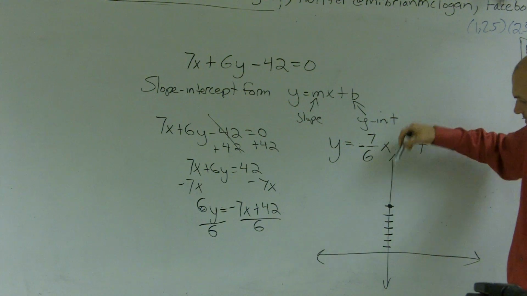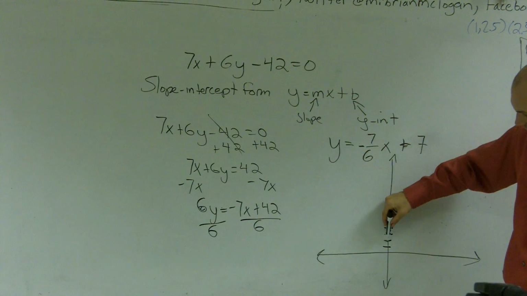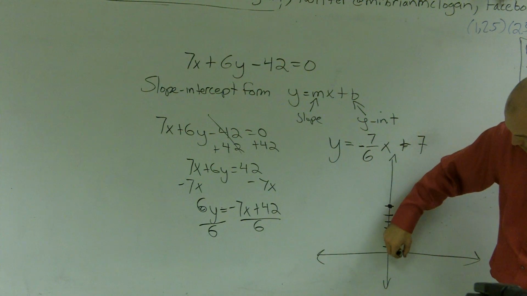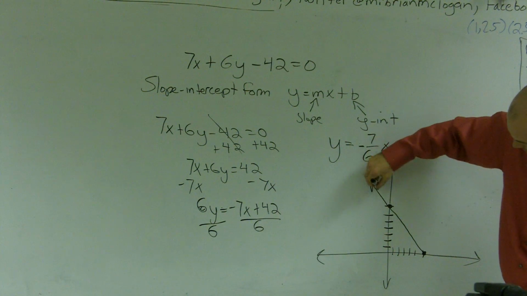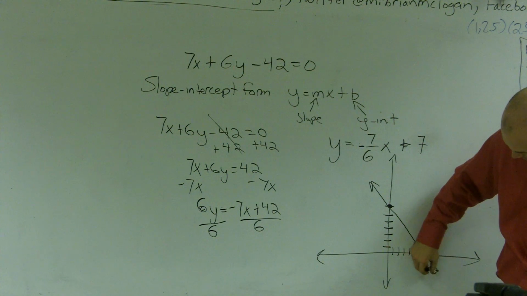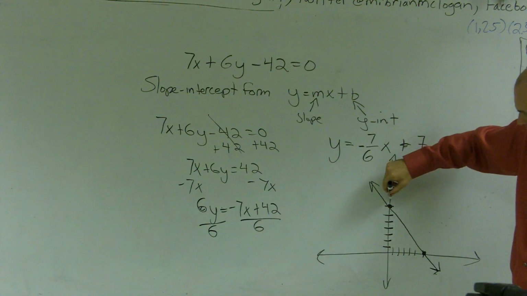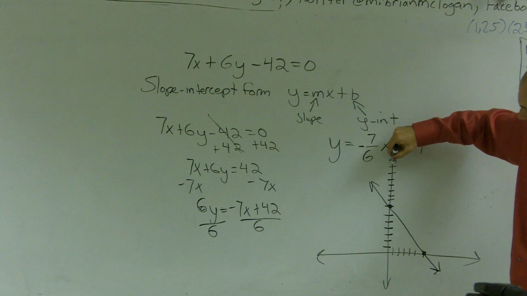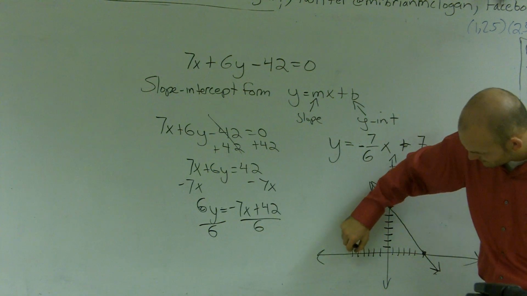So let's just do it this way. Let's start by going down 7: 1, 2, 3, 4, 5, 6, 7, and then to the right 6: 1, 2, 3, 4, 5, 6. I'll make a dot there, and I'll connect the 2 points. Alright, you also could have gone up 7: 1, 2, 3, 4, 5, 6, 7, and then gone left 6: 1, 2, 3, 4, 5, 6.